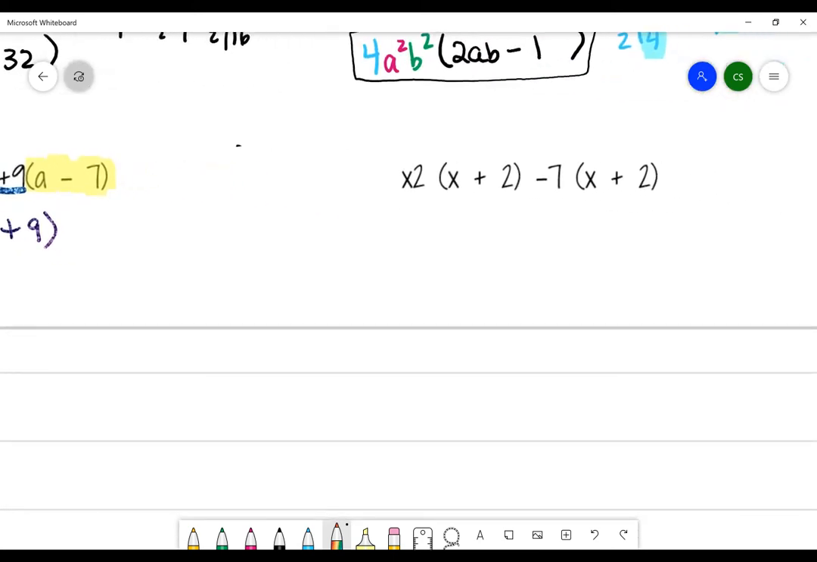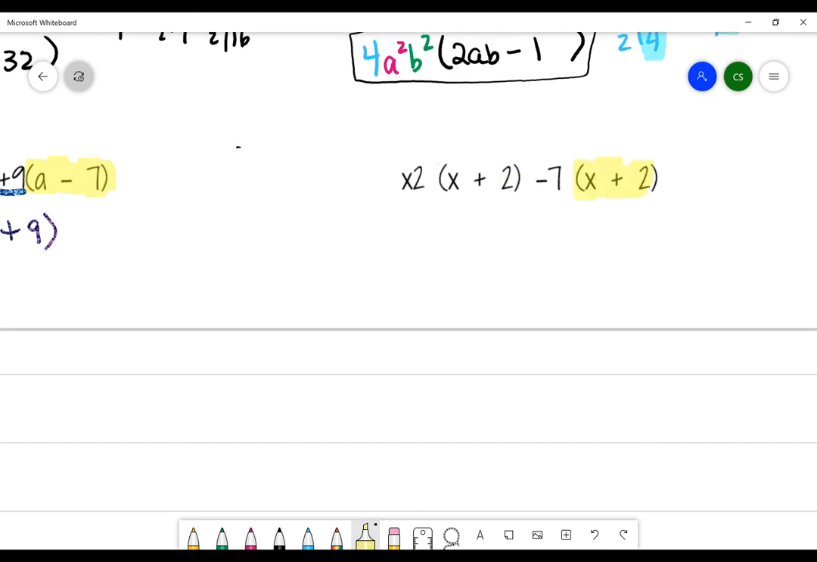So x squared times x plus 2 minus 7 times x plus 2. What is the greatest common factor that they share? X plus 2. So I can pull out x plus 2 because that is my greatest common factor. Because I see it more than one time. It's common. What is left behind? X squared minus 7.